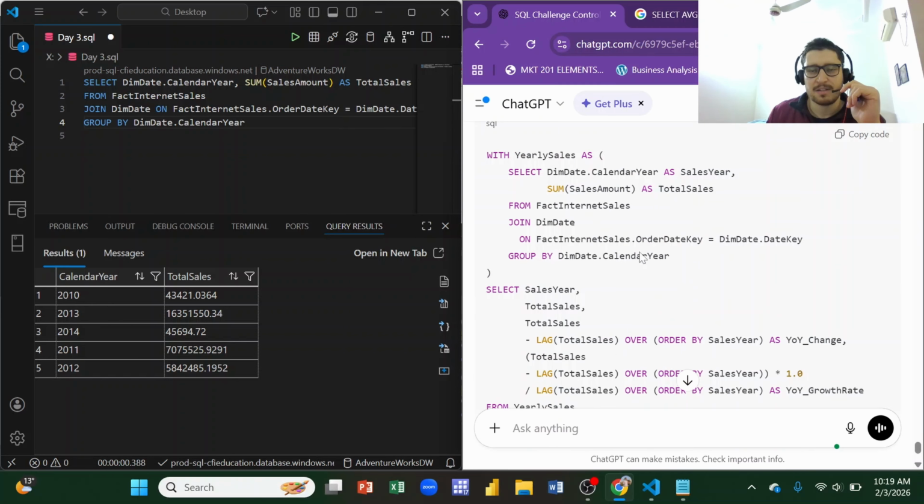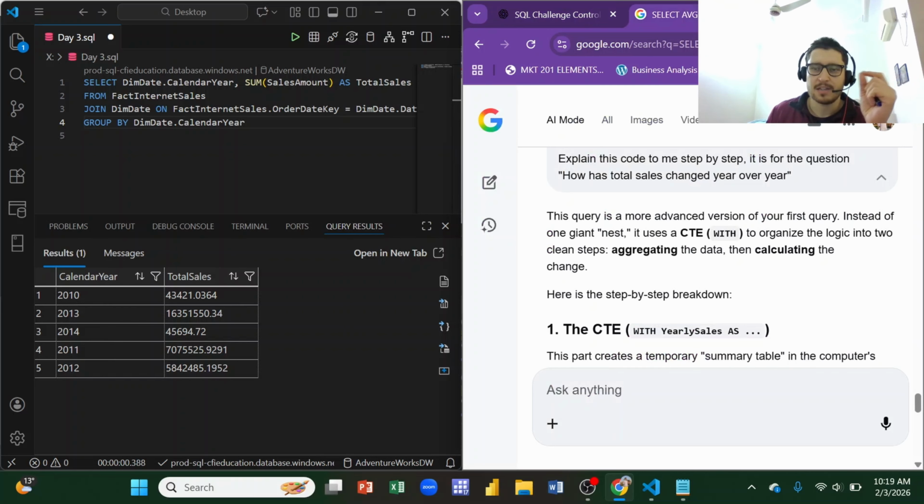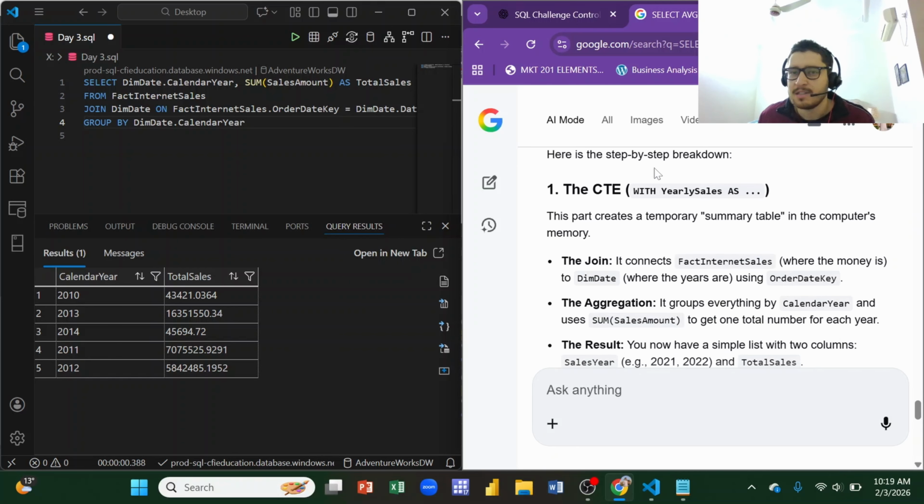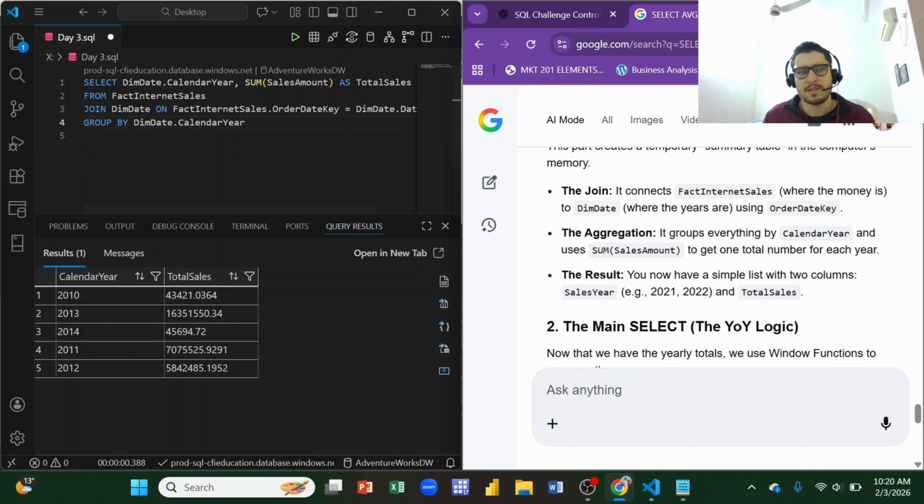Google is saying that this code is a prime example of a CTE, a common table expression, where we want to organize two logics into two clean steps according to our needs. First we aggregate the data, and then we calculate the change. Simple. Here is the step-by-step breakdown which Google has done for me. The CTE: WITH yearly_sales AS. This part creates a temporary summary table in the computer's memory. It creates a summary table, and then we are using these joins and everything which is already here.